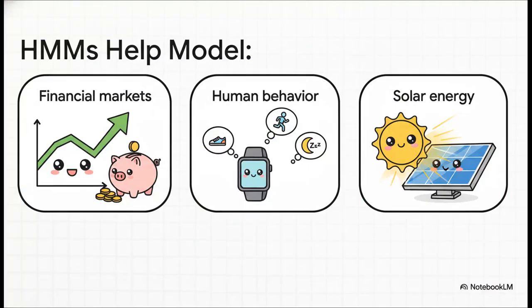And the list just keeps going. In finance, stock prices are the observations, while the hidden market state, like volatile or stable, is what everyone wants to know. Your smartwatch uses sensor data as observations to guess your hidden activity. Are you walking, running, or sleeping?